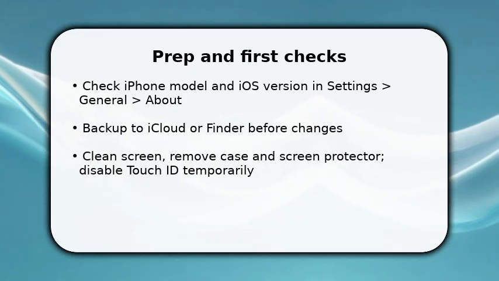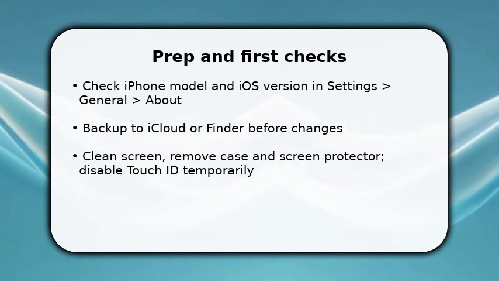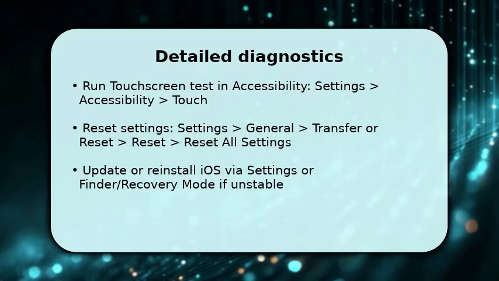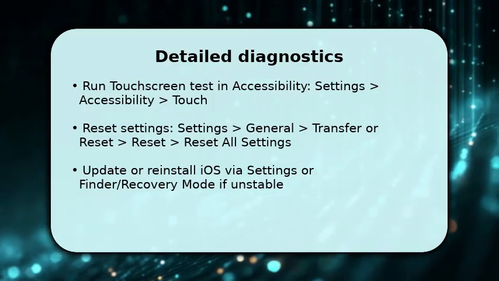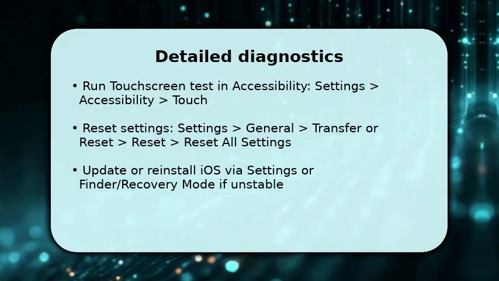Now power cycle the phone. Hold the side button and volume down until you see the slider, then restart. Once done, open accessibility and use touch accommodations to pinpoint unresponsive areas. You can slow touch response or enable touch hold to see behavior differences.